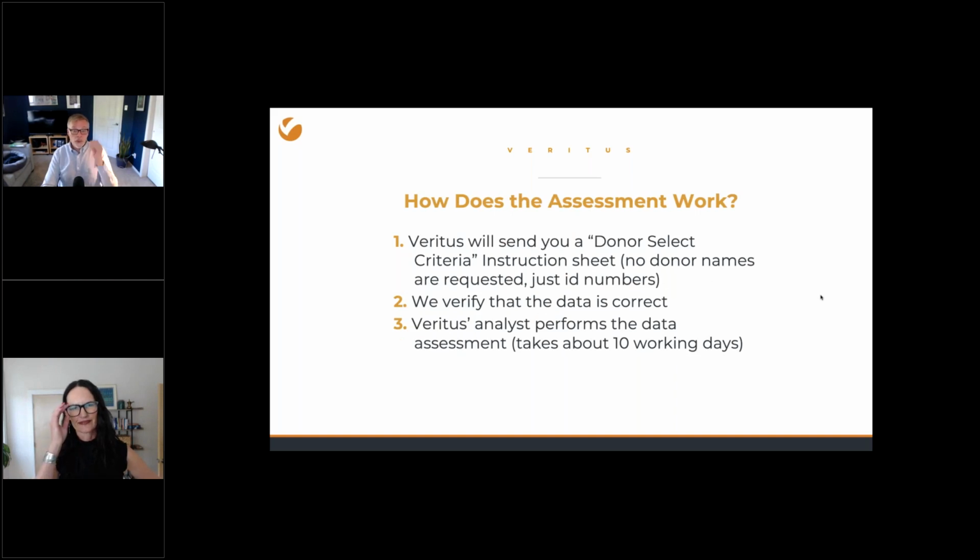So how does the assessment work? We will send you a donor select criteria instructions sheet. You'll get a link to it in an email after this.